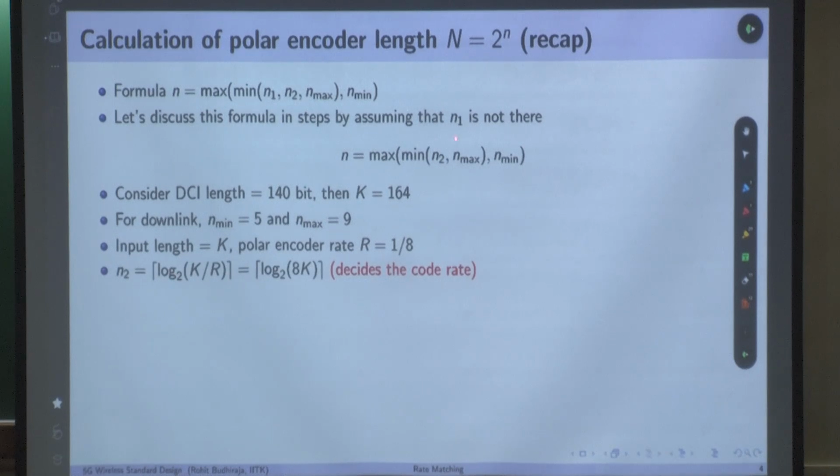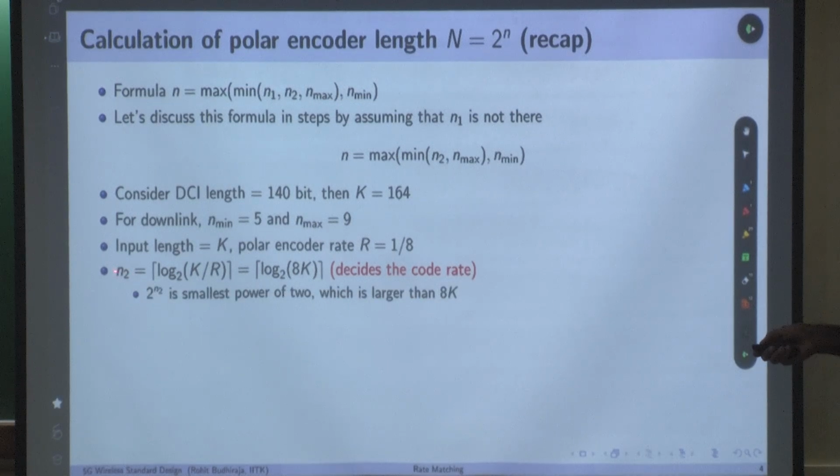And what are we saying here? If you look at this formula, what does N2 decide? N2 basically decides the code rate, and how does it decide the code rate? It is equal to log of 2 K by R, and then ceiling, and because 1 by R is 8, it becomes 8K.